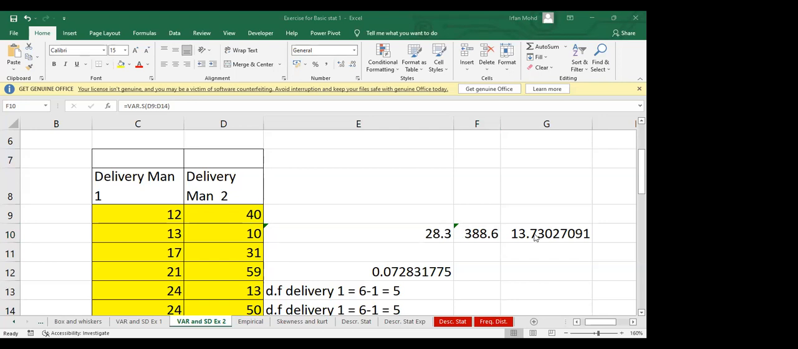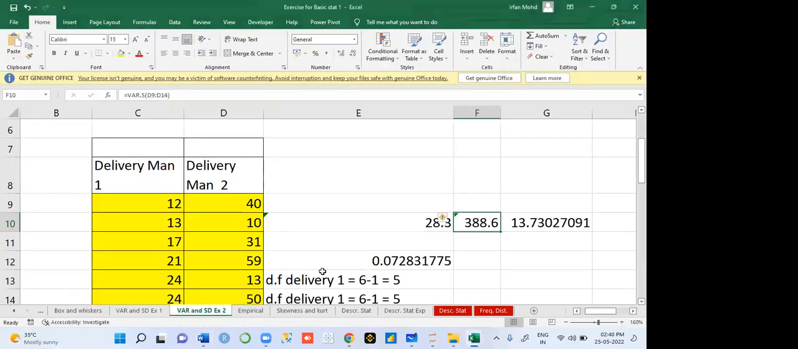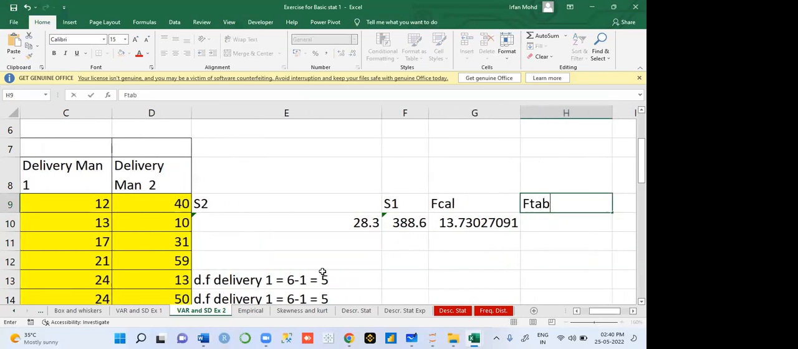Guys, as per the rule, we'll follow this rule to avoid confusion. As we have written a rule over here, always your S1 variance should be more than S2 variance. So whichever value is greater, that will become S1 for you. So you take this one as S1 and this one as S2. Solve this. 13.7 as your F cal. We'll go as per the rule only.